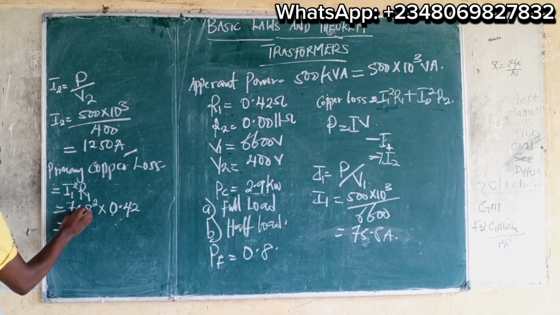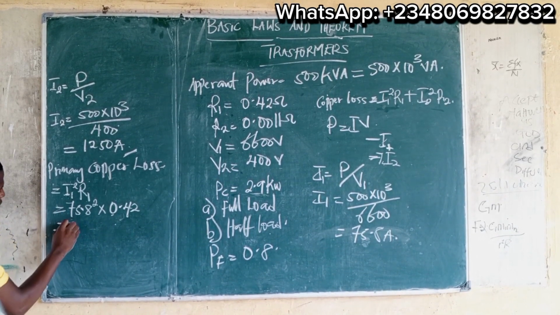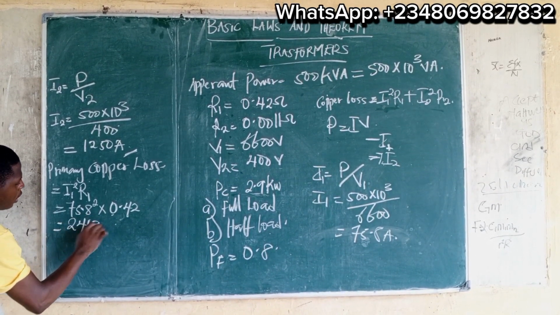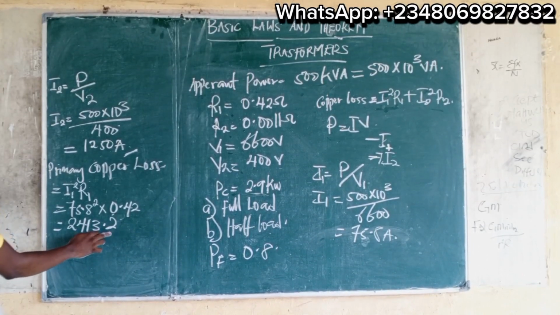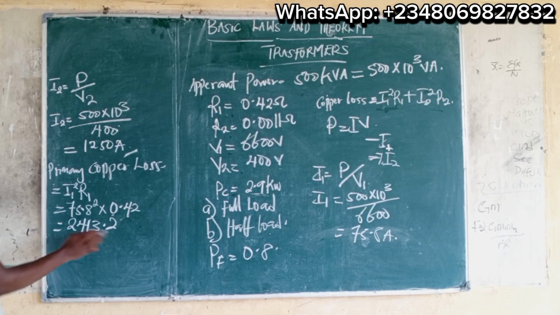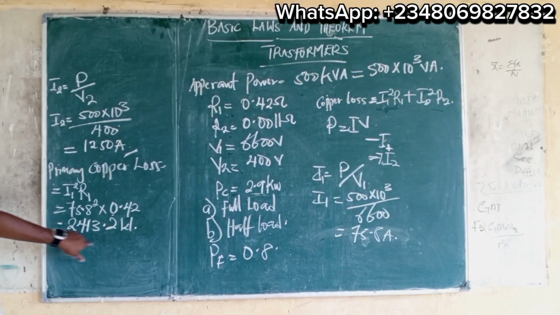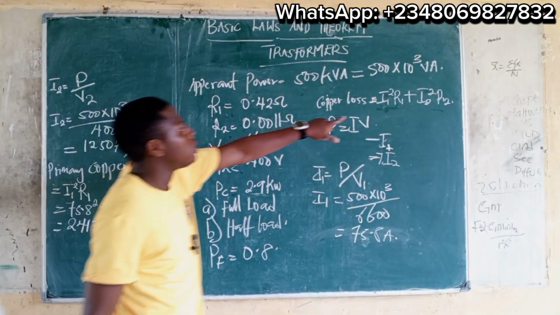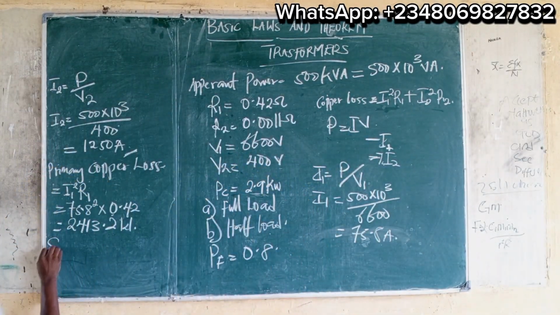Calculation. If you do your simple calculation, you simply arrive at 2413.2. So this is our primary copper loss. And what is your unit? It's in watts. Now, since we've gotten our primary copper loss, the next thing is to get your secondary copper loss using this equation.